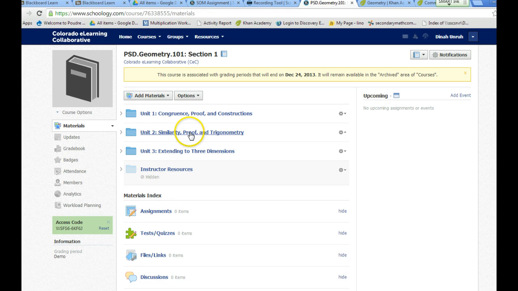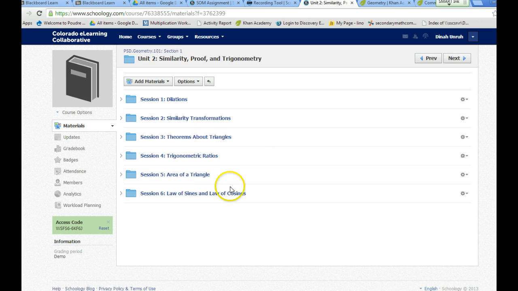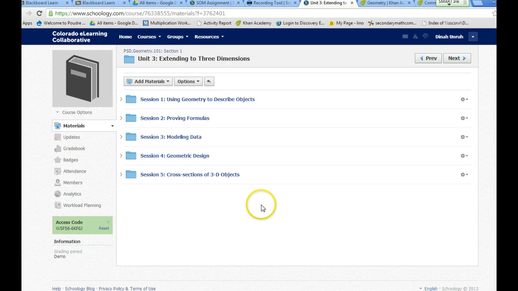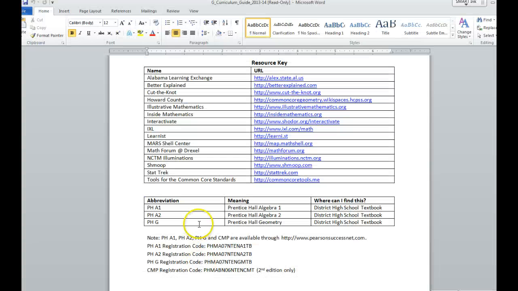Unit 2, which is similarity, proof, and trigonometry, there are 6 sessions. And then in the third unit, which is extending to 3 dimensions, I have 5 different sessions. Each of these sessions was taken or kind of created from our district curriculum guide, which I was given as a math teacher here, which also has wonderful resources to use.